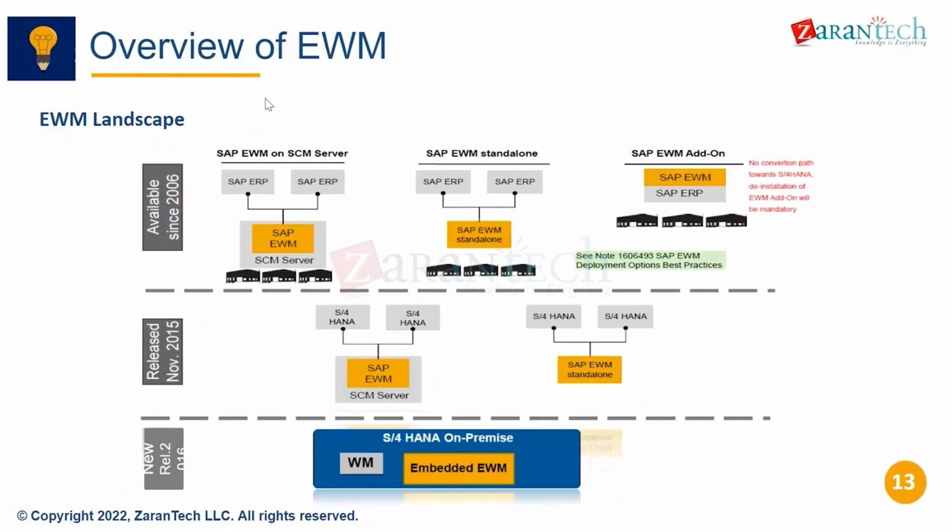So now you can see the landscape of the EWM systems since 2016. This is where the landscape was available. SAP had EWM in the SCM server, as I said, the supply chain management server, and multiple ERP systems could be integrated with one SCM server and one EWM system. Then SAP also came up with another option, a standalone system, not in the SCM server. SAP gave the option of an entirely standalone SAP EWM system, which can again integrate with multiple ERP systems.